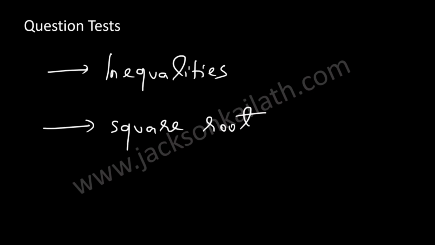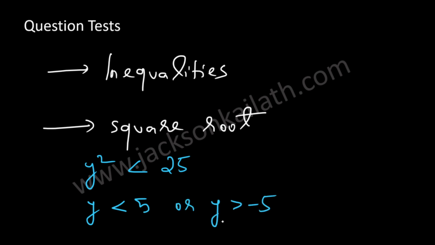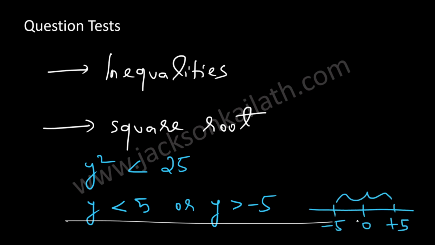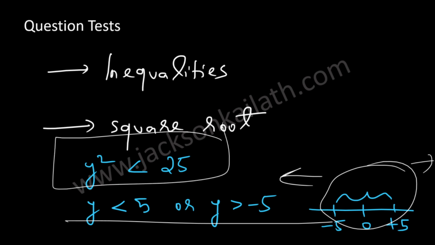Now let's look at what is being tested over here. This is a question based on inequalities and it's based on square roots, right? You should know that if y square is less than 25, for example, then y is either less than 5 or greater than minus 5. Again, less than 5 means on the positive side, right? So on the number line, it's this area over here, the area between minus 5 and plus 5. If you go beyond this to the left or to the right, this criteria will be violated.